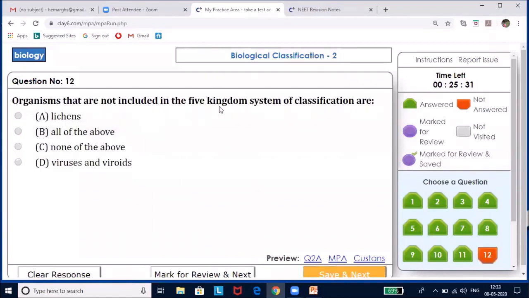Organisms that are not included in the 5 kingdom system of classification are lichens, viruses and viroids, none of the above, all of the above. All of the above.